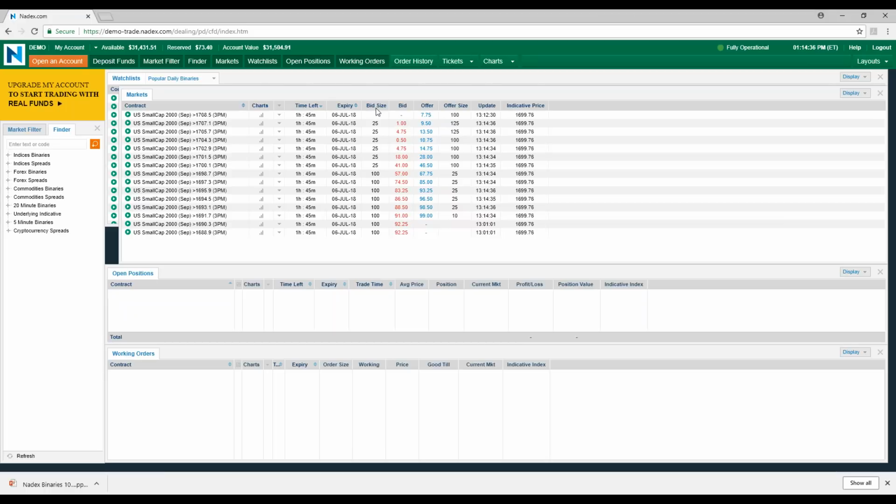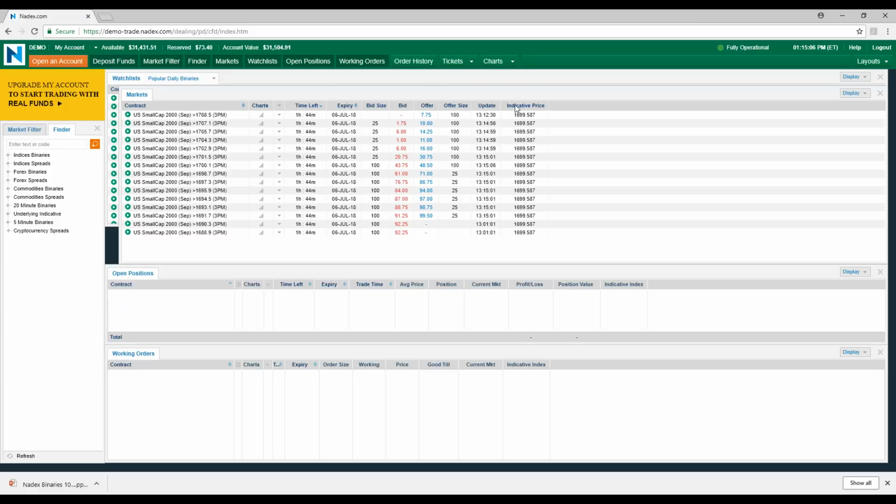The bid size shows you how many contracts are available to sell. See right here, the bid price and the offer price. So the offer, this is the price I can buy a contract for. The bid, this is the price I could sell a contract for. Bid size is how many contracts are available to be sold. Over here, offer size, how many contracts are available to be bought.